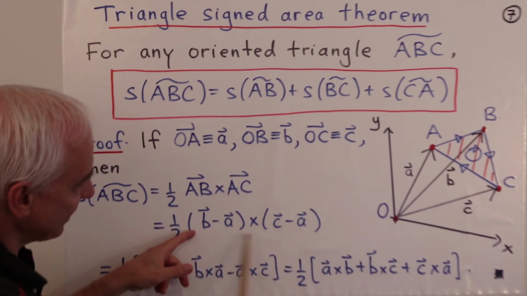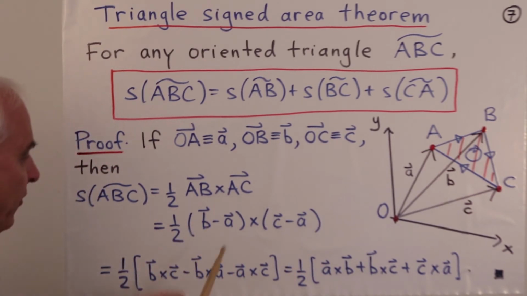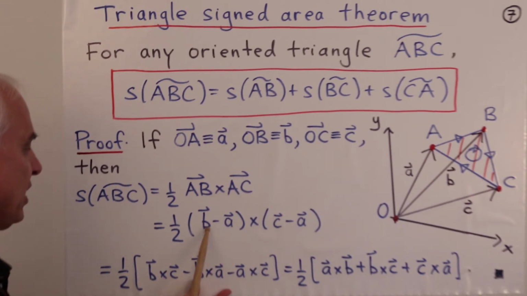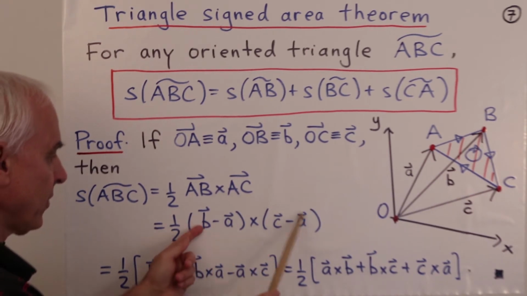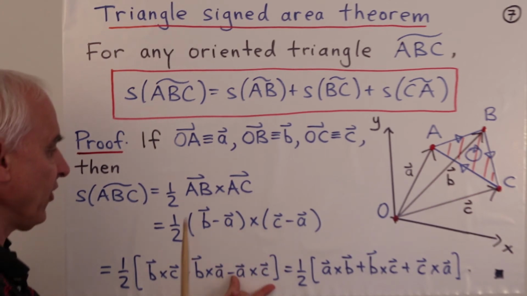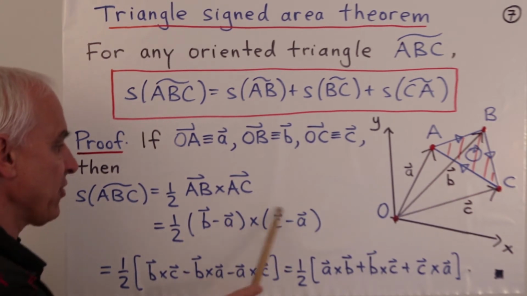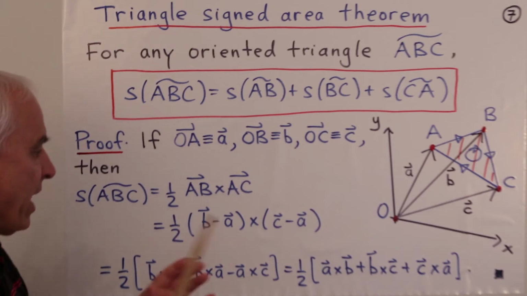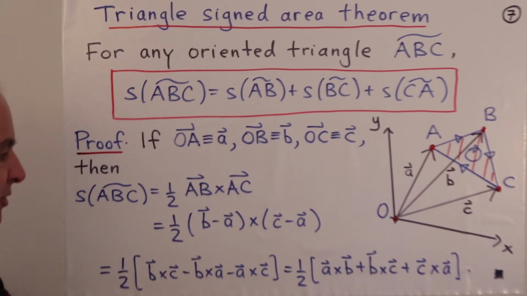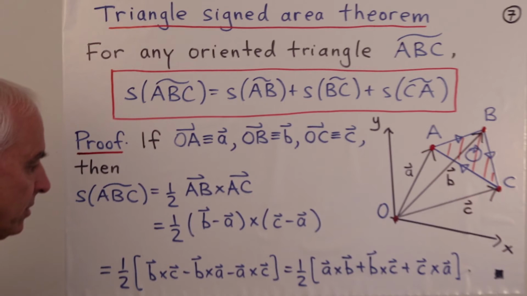In this calculation here, there's really 4 terms. There's a B cross C, there's a minus B cross A, there's a minus A cross C, and there's a plus A cross A. And we know by now that an A cross A is going to be 0, so there's no need even to write that down.